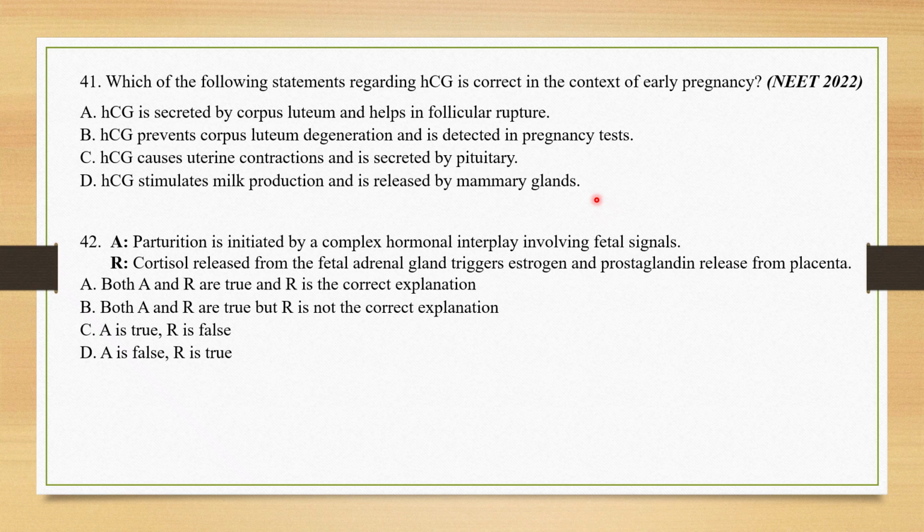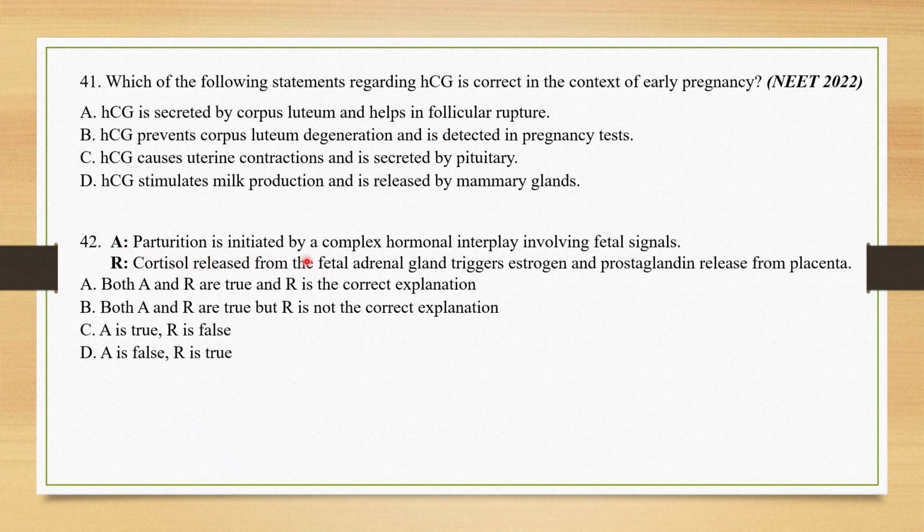Which of the following statements regarding HCG is correct in the context of early pregnancy? Right answer here is option B. HCG prevents corpus luteum degeneration and is detected in pregnancy test. So HCG is secreted by trophoblast of the blastocyst. It maintains corpus luteum, essential for early pregnancy support.